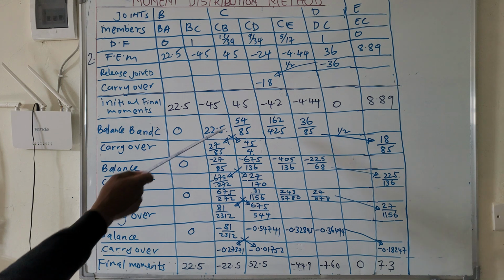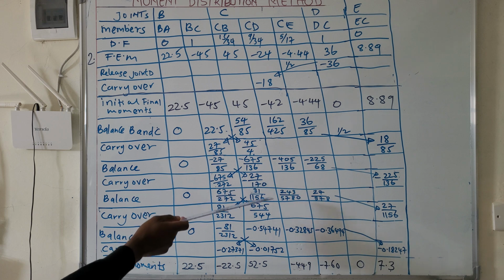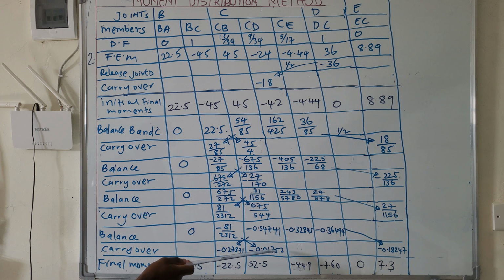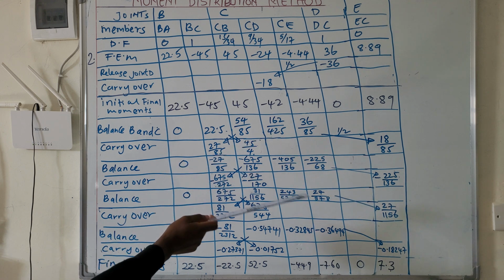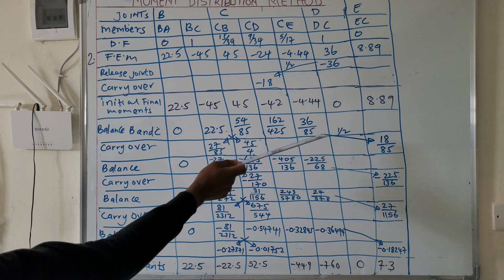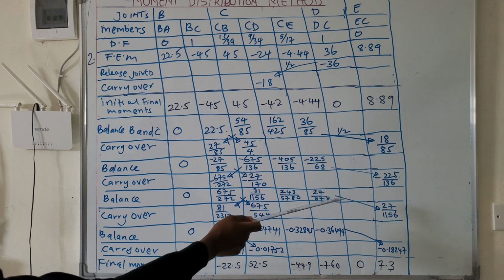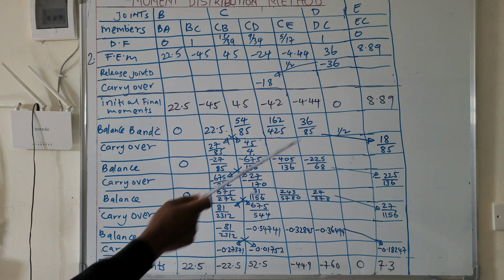You do the same to this. This plus this plus this plus this plus this plus this plus this plus this plus this, you will get 52.5. Again, you come to this one. Negative 44 plus this plus this plus this plus this, you will get negative 44.9. Again, you come to this one. Negative 4.44 plus this plus this plus this plus this, you will get negative 7.60.